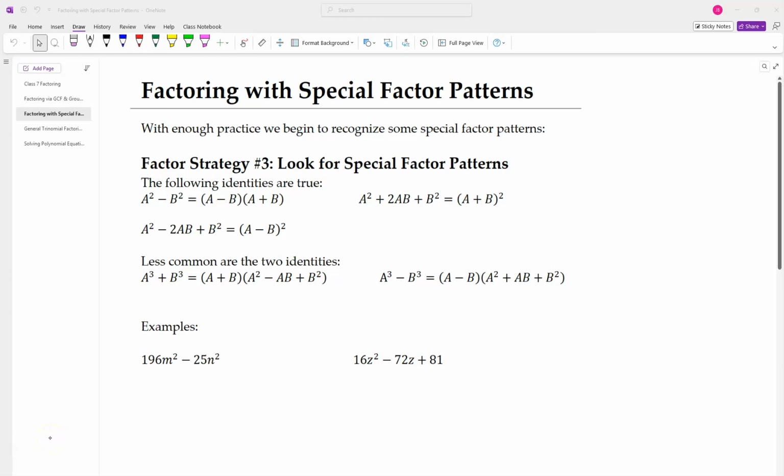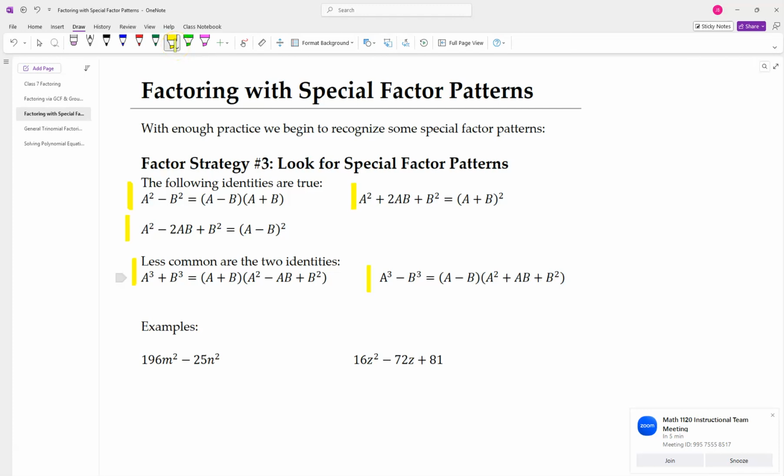Welcome back, and we're going to continue working with factoring. This time we're going to look at factoring using special factor patterns. I don't like to say the word memorize often, but these are patterns that you probably want to memorize just because it will make your life easier and it'll speed up the factoring process. We have 5 total factor patterns to commit to memory.